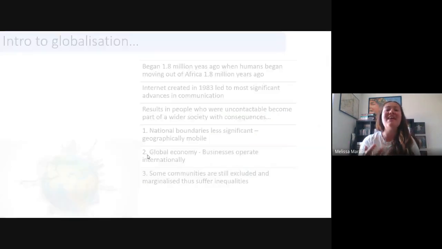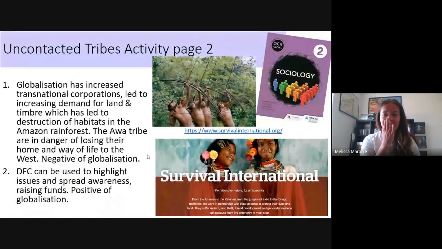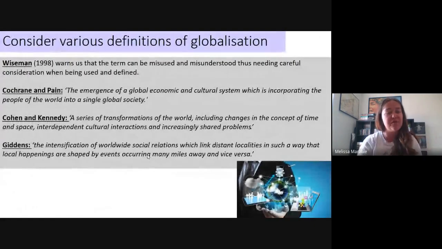So let's look at the definition of globalisation. Oh no, we're not doing that yet. Actually, I'm going to skip on. Let's talk about the definition, and then we'll do this activity that I've skipped by. So we've got various definitions. You need to know all of these to get an A grade.